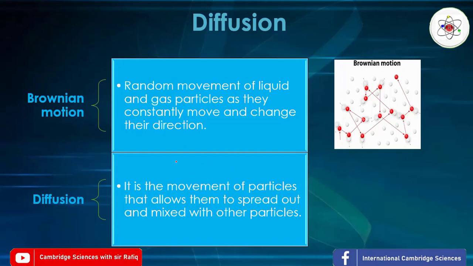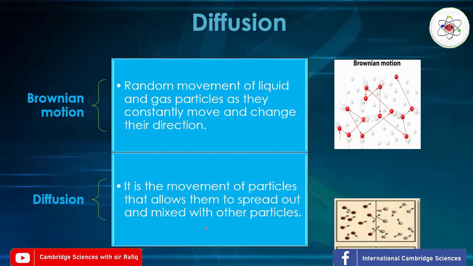So diffusion is based on the motion of the particles. So what is exactly diffusion? Or how can we define diffusion? It is the movement of particles that allows them to spread out and mix with other particles. For example, we sprayed a perfume in the atmosphere, in the air. So what happened? The particles of perfume spread throughout the air particles, right, and mixed with air particles, and this is called diffusion.